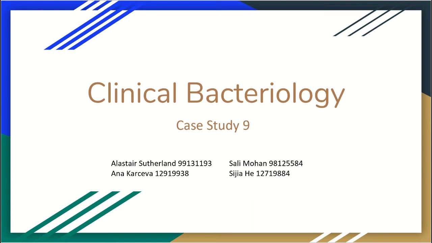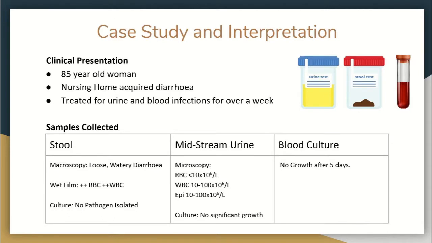Case 9 is of an 85-year-old woman who resides in a nursing home. She was treated for urine and blood infections for a week, and then she was taken to the hospital as she developed copious diarrhea. Stool, midstream urine, and blood samples were collected. The stool sample contained moderate numbers of red blood cells and white blood cells. However, no pathogen was identified from this sample.